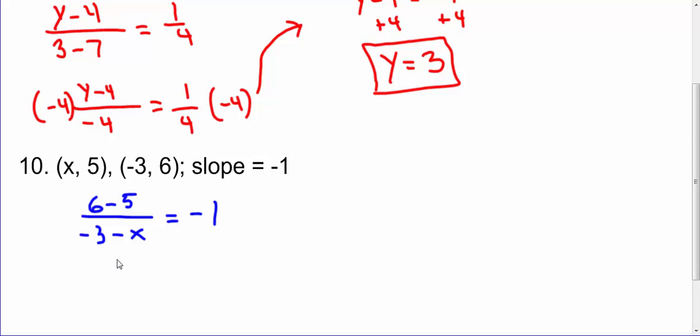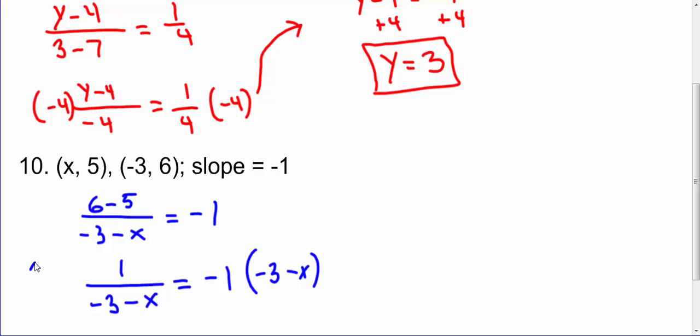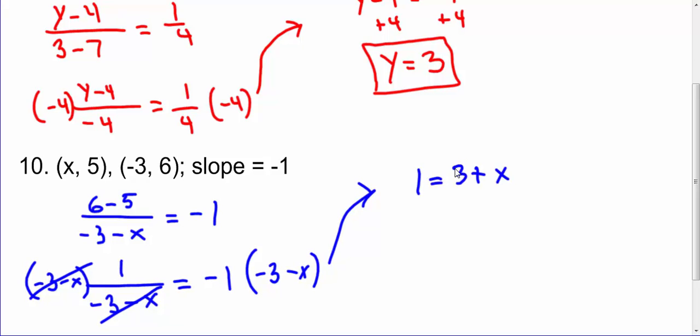All right, let's start working on simplifying this. I know the numerator here is going to be 1. Denominator is -3 minus x, still equals -1. Now, I don't like having the fraction here. I'm going to multiply both sides of the equation by negative 3 minus x. That will get rid of my denominator. Boom, gone. And then we can distribute the negative 1, so we'll have 1 equals 3 plus x, and subtract 3 from each side. x equals negative 2.